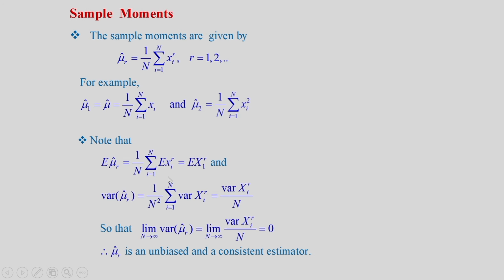Similarly, the variance of mu r hat is given by 1 by n square summation of variance of xi to the power r. Because of the independence property, all cross terms will be 0. So we will have simply variance of x1 to the power r divided by n, and as n tends to infinity, this quantity will go down to 0. Therefore, mu r hat is also consistent. So what we conclude is that mu r hat, the sample moment, is an unbiased and a consistent estimator.